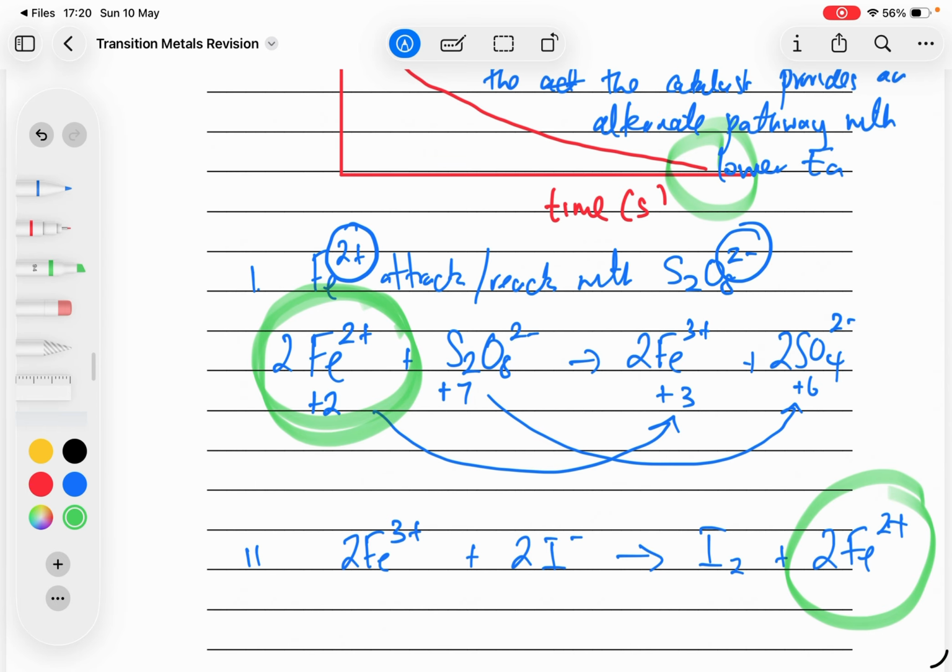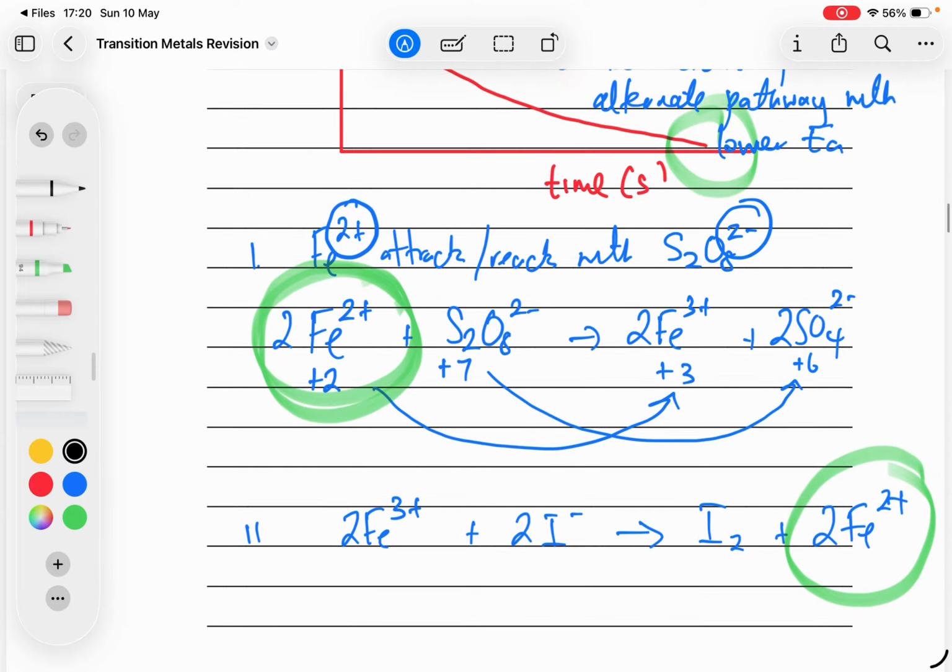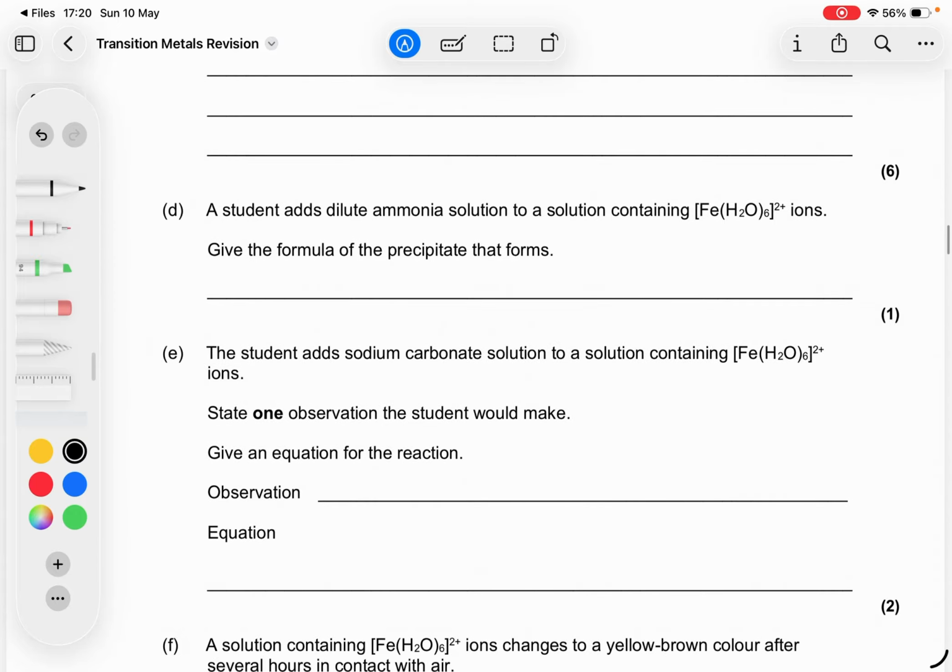There you have a full 6 marker question for you to really look at. Slow the video down and just follow the steps through. But you must remember these reactions, otherwise you're going to struggle. Okay, then the question says a student adds ammonia, give the formula of the precipitate formed. Well, the precipitate will be that.